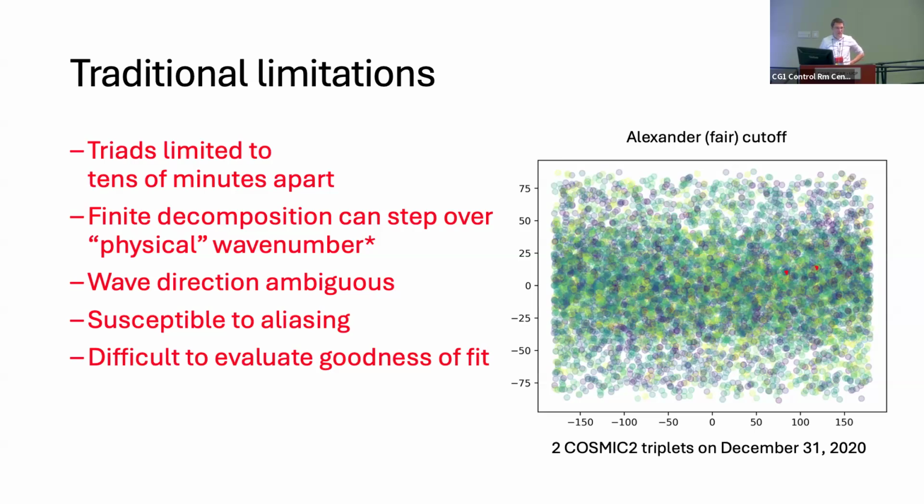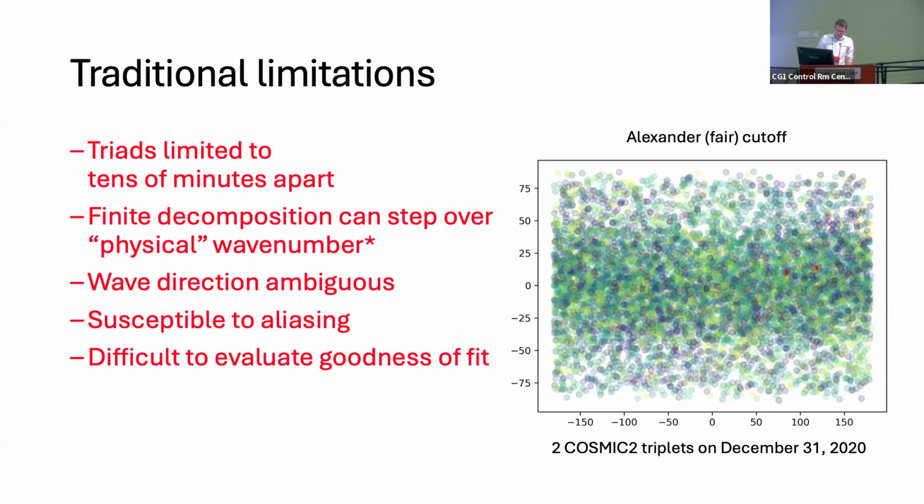The wave direction is ambiguous to the sign because you get a portrait of the waves, but they could be going one of 2 directions. It's susceptible to aliasing, meaning in particular, since the waves can propagate during the minutes between profiles, the wavelength will look different than it actually is. And then it's difficult to evaluate the goodness of fit of this. Typically what we do is we calculate the wave numbers. They sound good. You calculate the momentum flux. It also looks good. It's hard to verify. And that's about as good as we can say with the methods we've got.